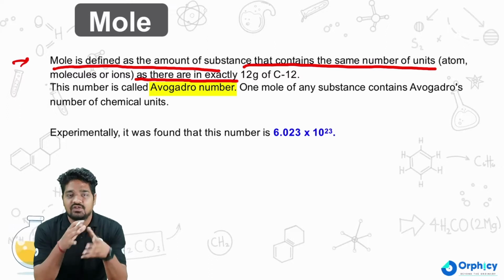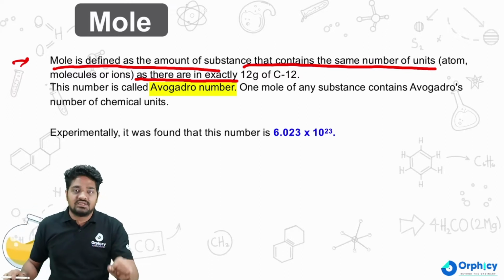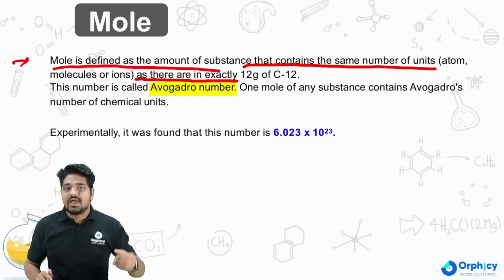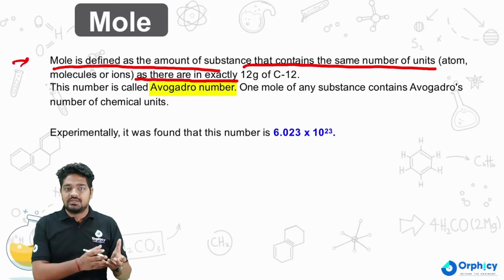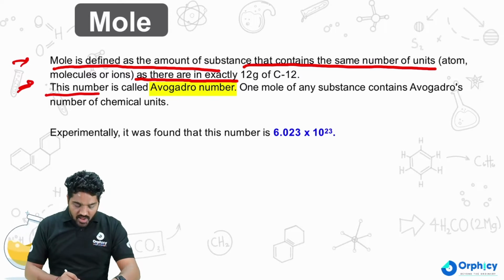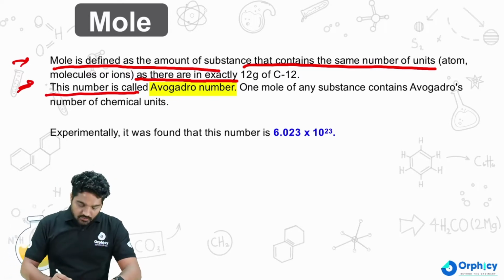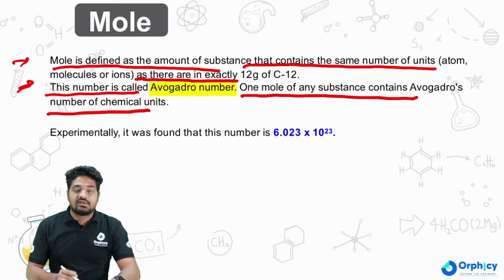I think this definition is complex, but to be very frank, mole is just a measuring unit, और ये measure करने के काम आती है very microscopic particles like atoms, ions, radicals, molecules and all. Alright, so this number is called Avogadro number, or we can say that 1 mole of any substance contains Avogadro number of chemical units.